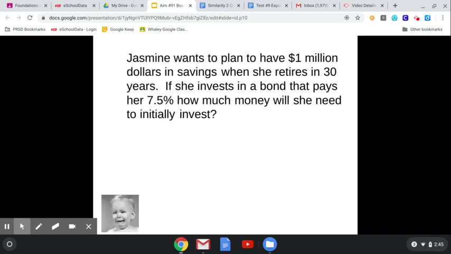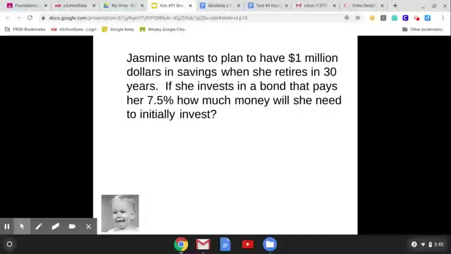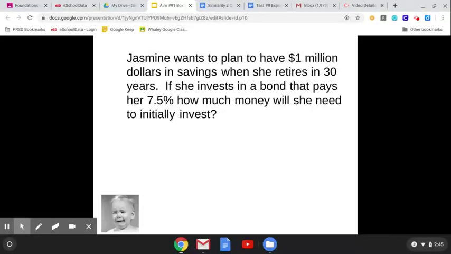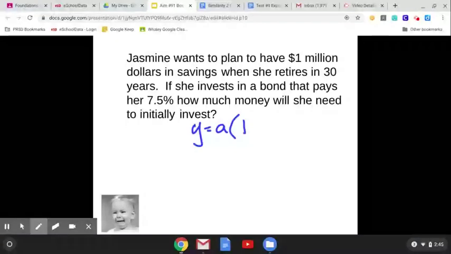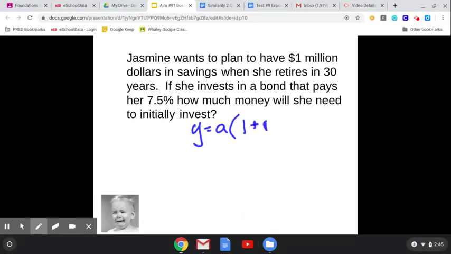Jasmine wants to plan to have $1 million in savings when she retires in 30 years. She invests in a bond that pays 7.5%. How much will she need to initially invest? It's another one of those questions where they're not giving you the A value. They're giving you how much money is there at the end. These are a little bit harder, so I'm glad I put some of these in. I'm not sure if I'm going to put any of these on the test, but just to be safe.